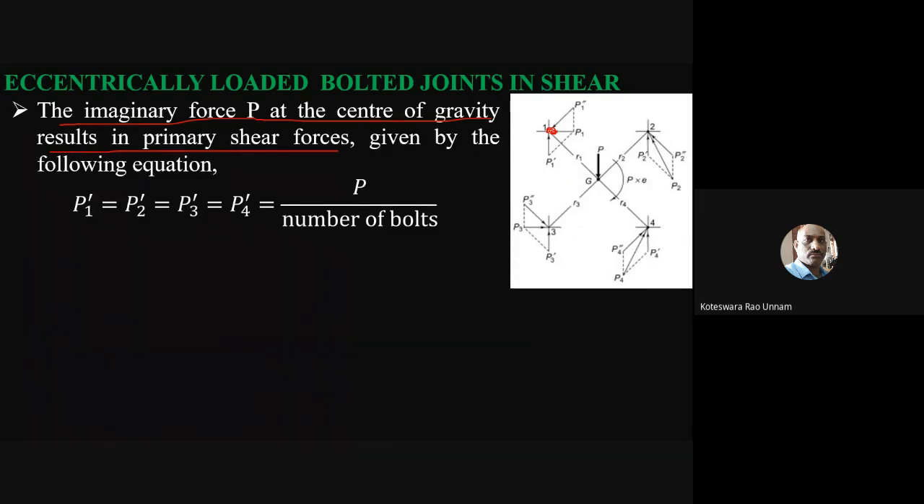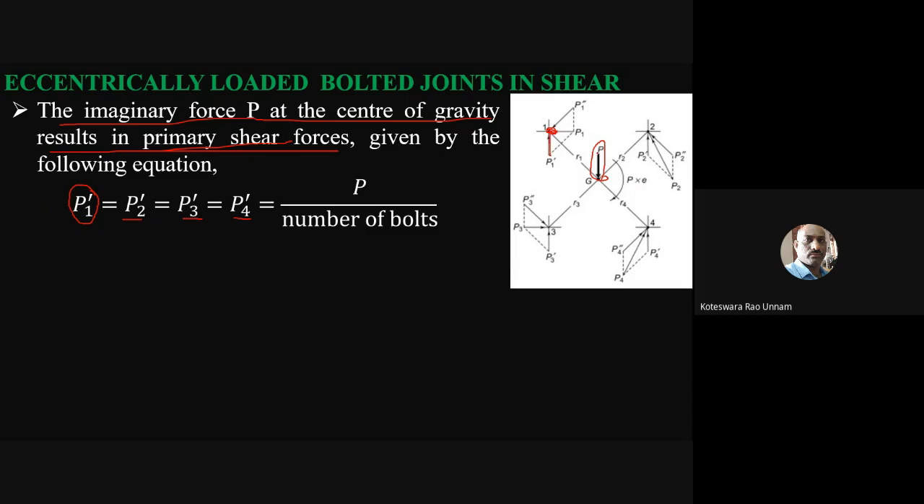What we'll assume is all the bolts have the same diameter. If you assume that, then the total load is given. Total load is P here. Since it is acting at the center of gravity of this bolt system, the load on each bolt is the same. So the primary shear force is denoted in the first bolt by P1 dash, second bolt P2 dash, third bolt P3 dash, and fourth bolt P4 dash. That's what you can see here also.